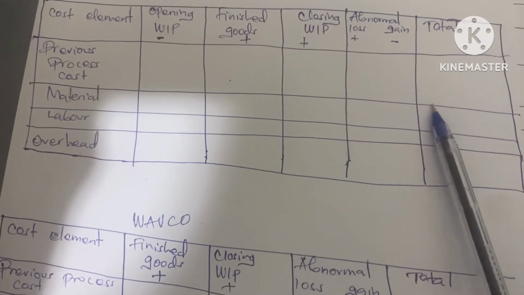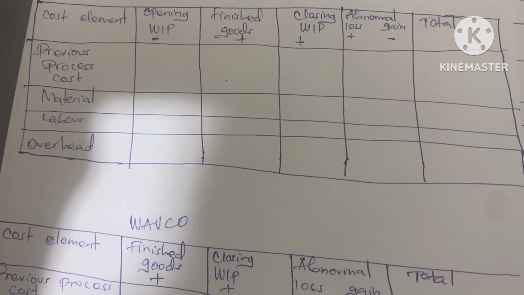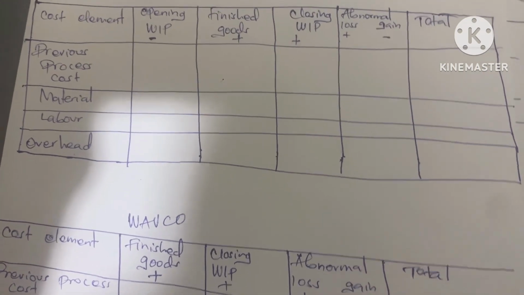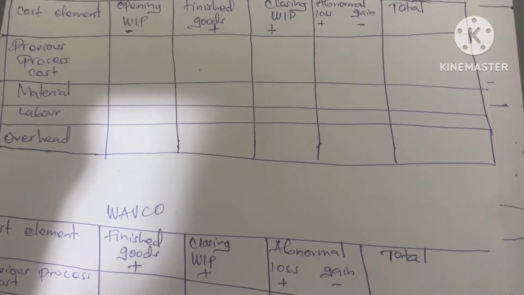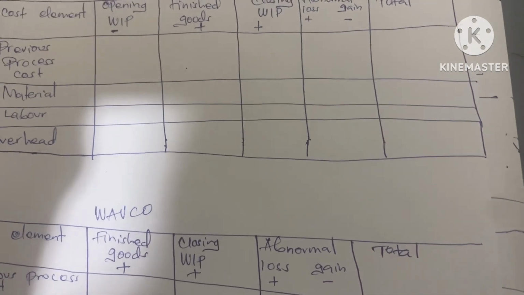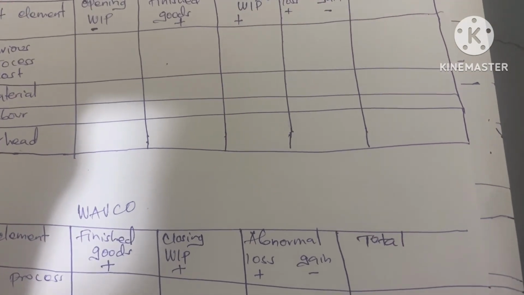Process costing, there is production, but there is more than one process. One output of one process becomes a direct input for the next process. That's why it's called process costing. So we are going to look at an example in the next video.